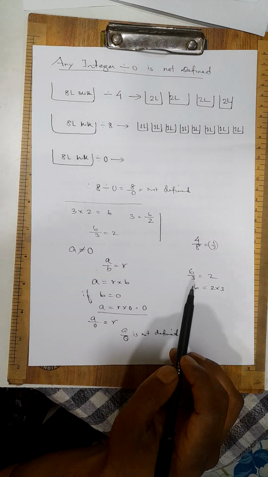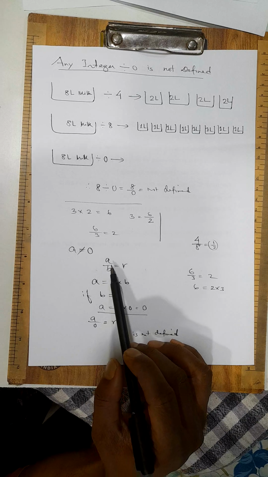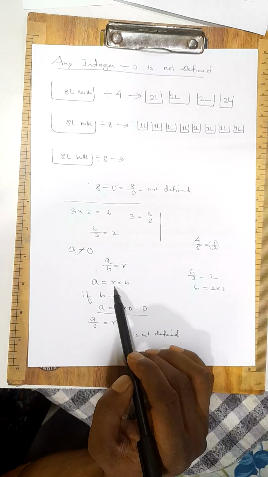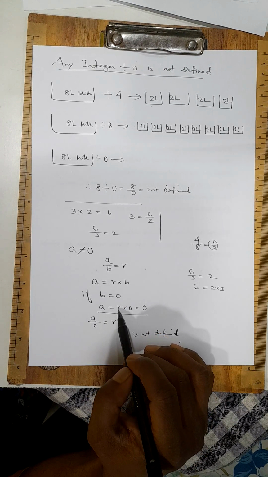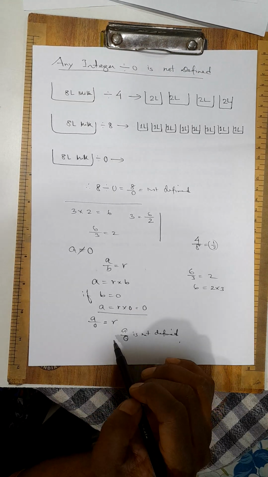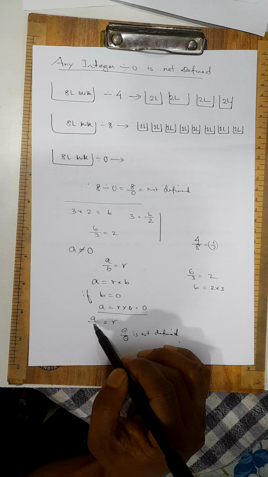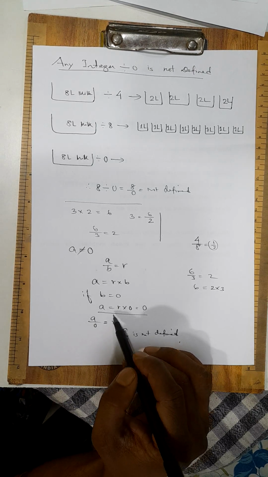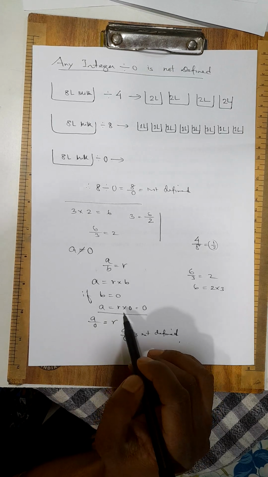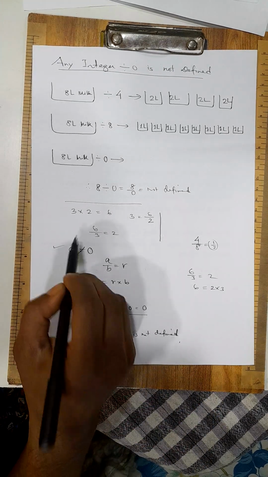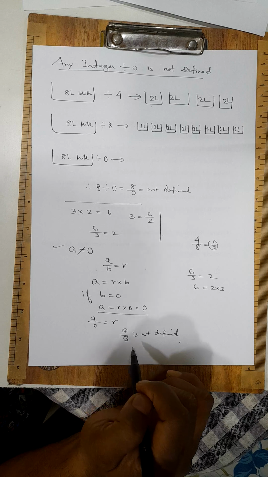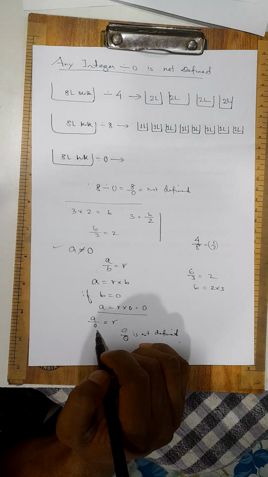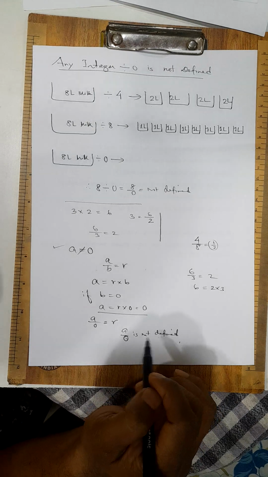Right? For every division, there is a corresponding multiplication. So a by b equals r means a equals r multiplied by b. Now if we put b equal to 0, then we find that a equals r multiplied by 0 equals 0. 0 multiplied by any number equals 0. So if a divided by 0 equals r, then we find that a equals 0. But a is a non-zero integer, as we assumed earlier. So a divided by 0 is not defined, right? That means an integer divided by 0 is not defined. It is meaningless.